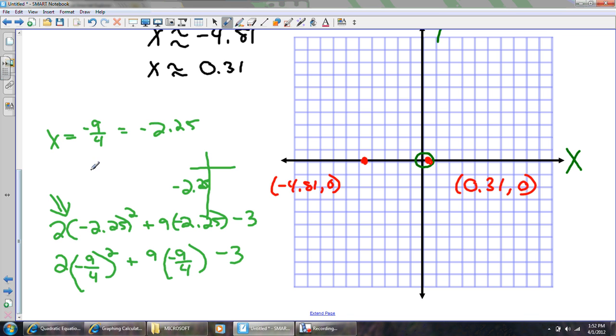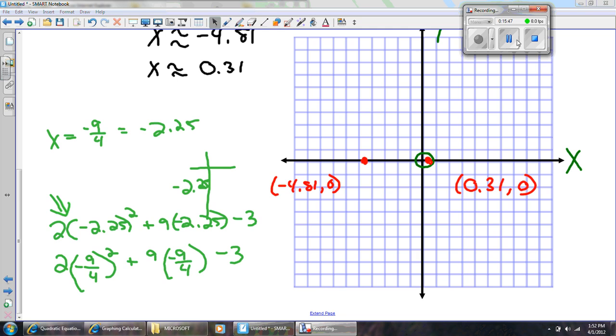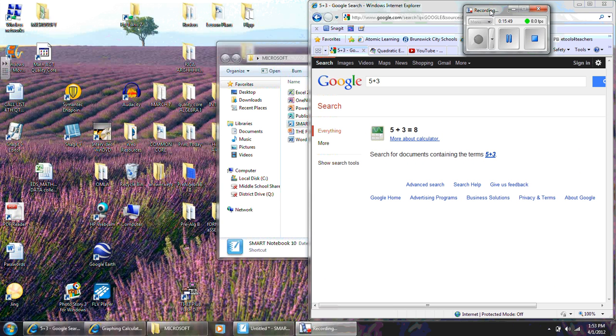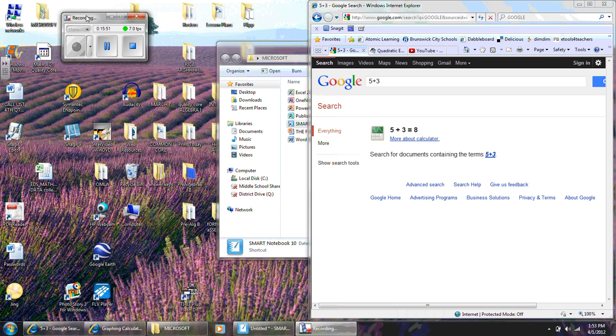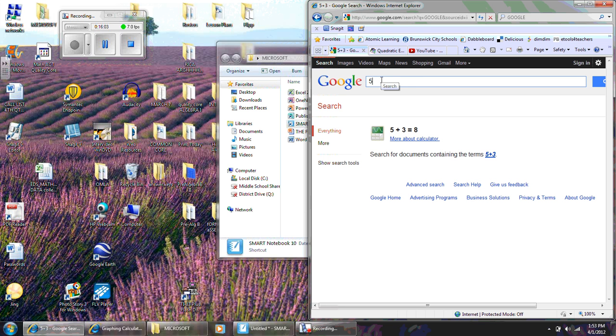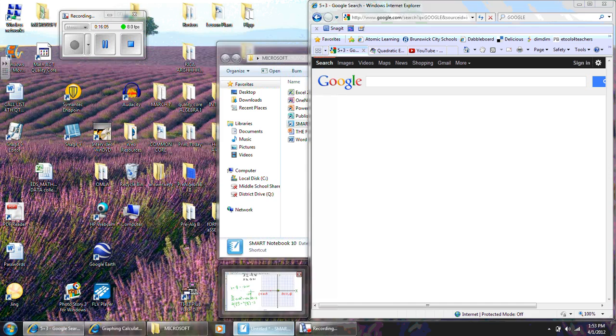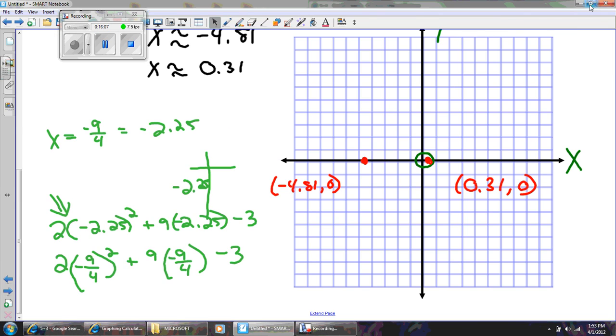All right, so let me get my calculator going here. Hold on one second. I don't know if a lot of you realize this. Google is a calculator. Notice in the search window in Google, I typed 5 plus 3, hit enter, and it gave me the answer 8. Okay, Google is a calculator. All right, so let me see if I can bring this other thing up so I can see the problem I need to do.